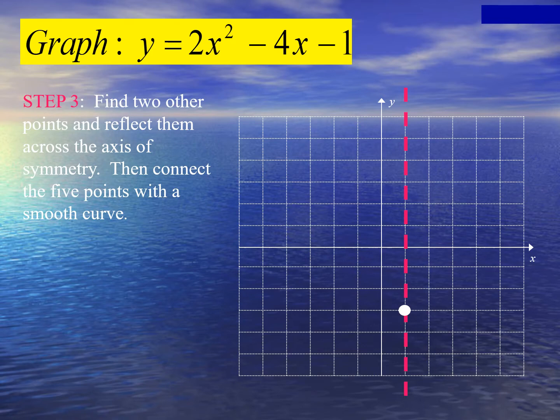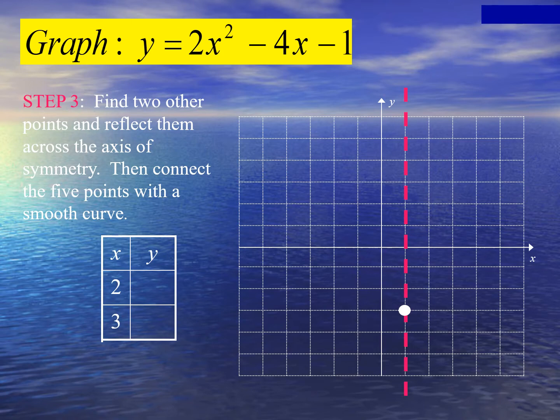So now let's move on to step number 3. Find two other points and reflect them across the axis of symmetry. Then connect the 5 points with a smooth curve. So in here, we are going to make our table of values.